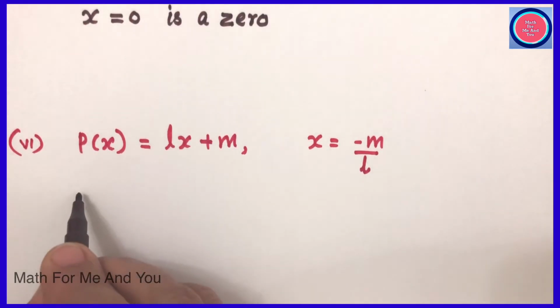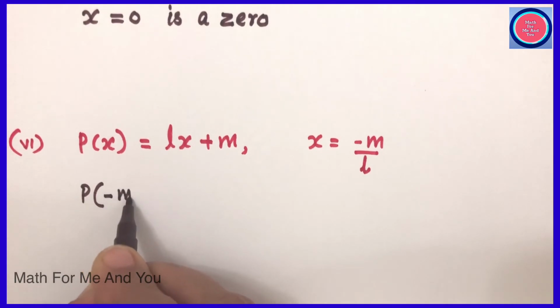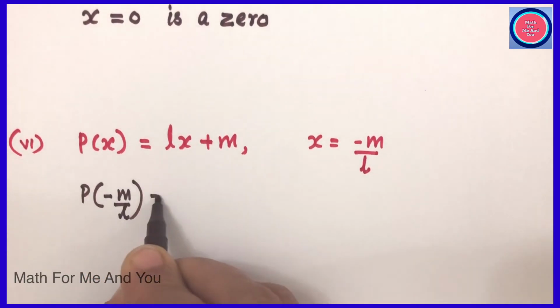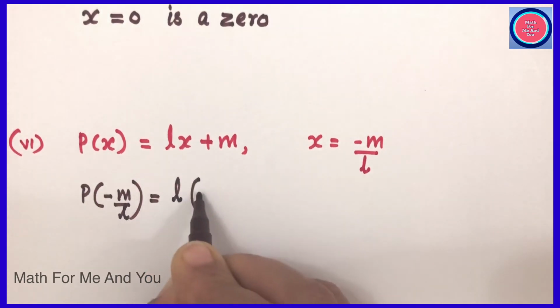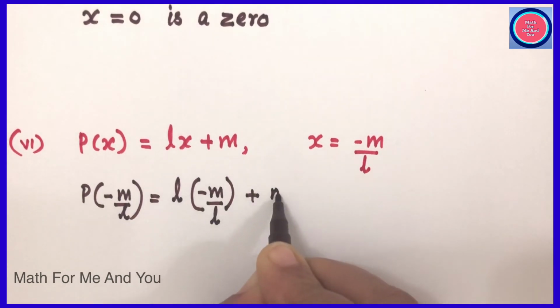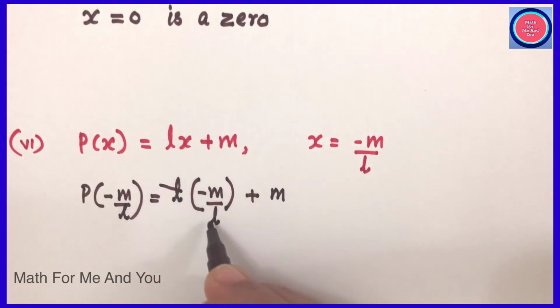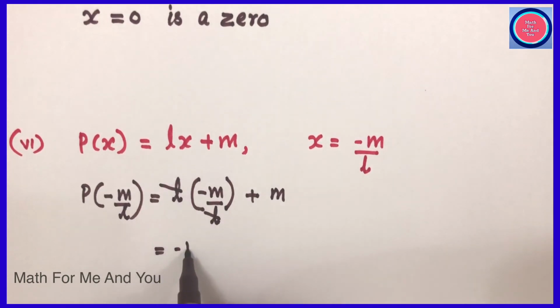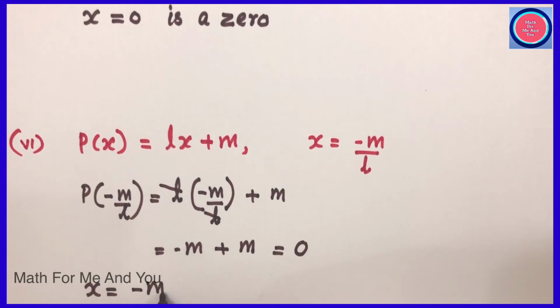Next polynomial is P of x equals Lx plus m and we have to check the value minus m over L. For that we take P of minus m over L. Lx becomes L times minus m over L, that I keep in bracket because it's a fraction, plus m. Numerator, denominator, we can see L cancel, then we get minus m plus m. So finally what answer we get? They cancel and that is equal to 0. P of minus m over L, we get the value 0. That means x equals minus m over L is a 0 of the given polynomial Lx plus m.